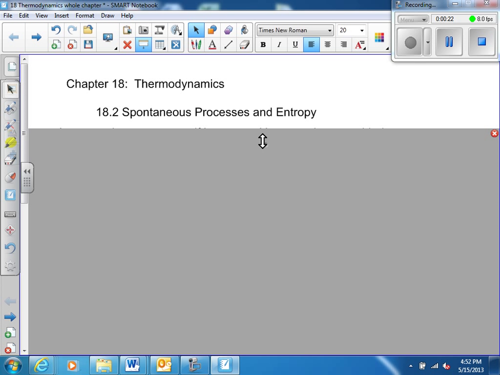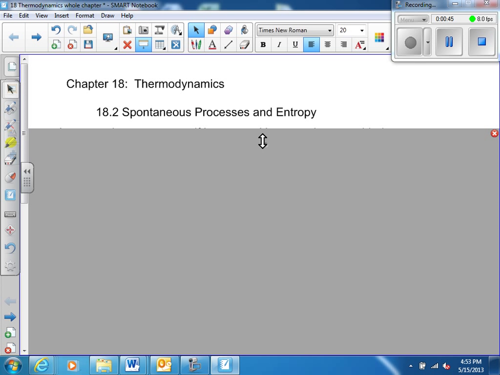18.2, spontaneous processes and entropy. When you hear spontaneous, you should think about what you know about that word. People can be spontaneous. They do things, they just do them spontaneously. That's what a spontaneous process is. It's something that just happens.